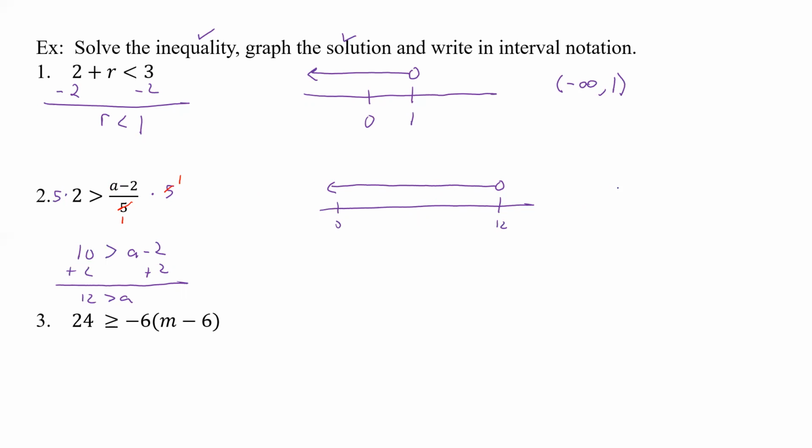All right, so now we want to write this in interval notation. So we go from negative infinity up to 12, and we have an open parenthesis. All right, what about the next one?